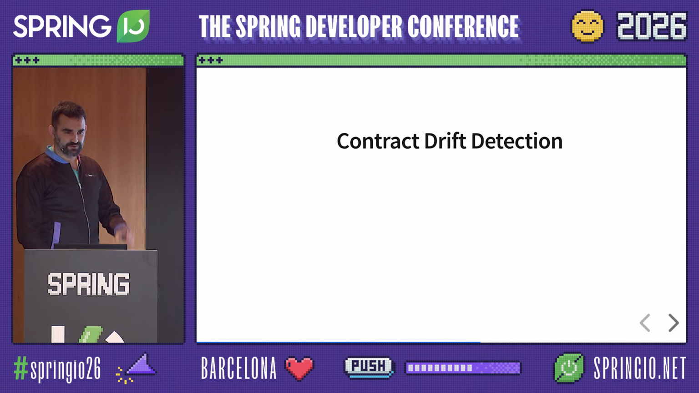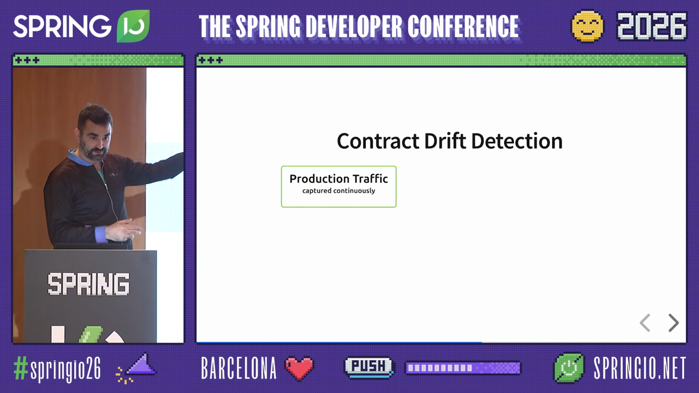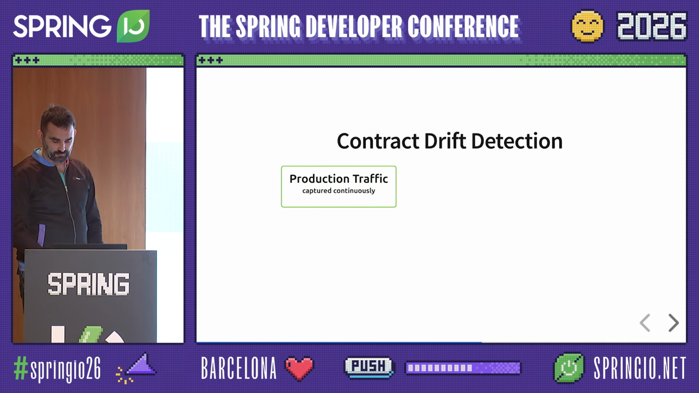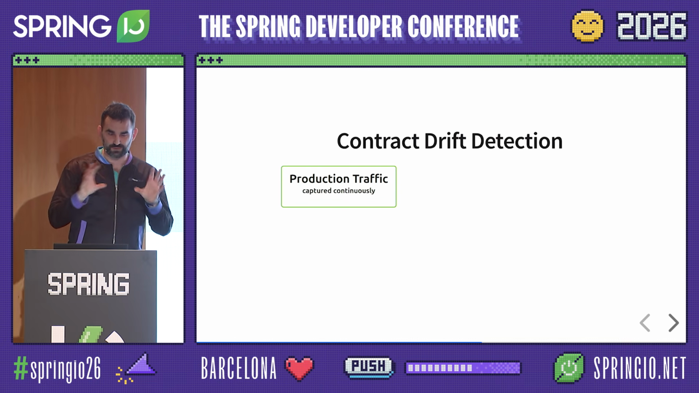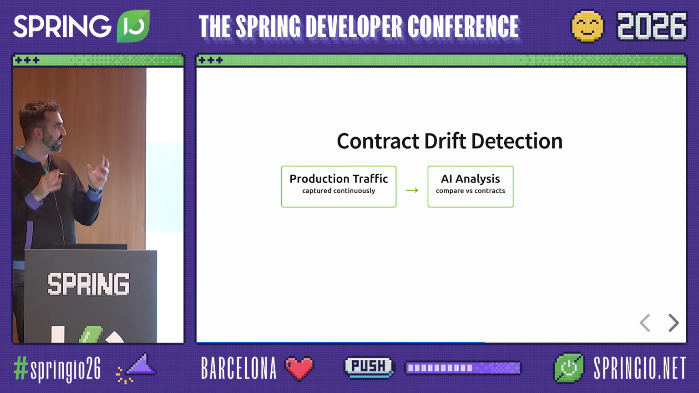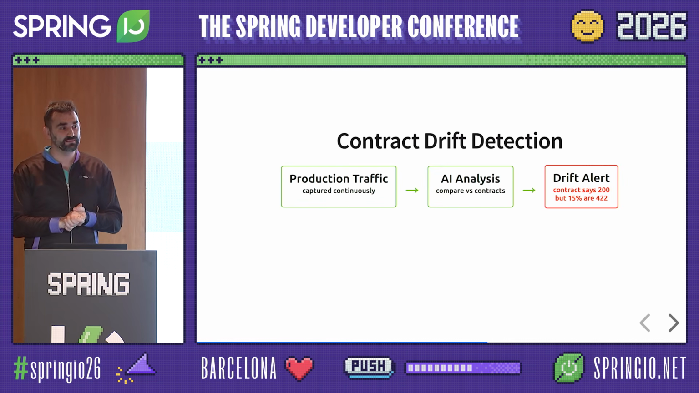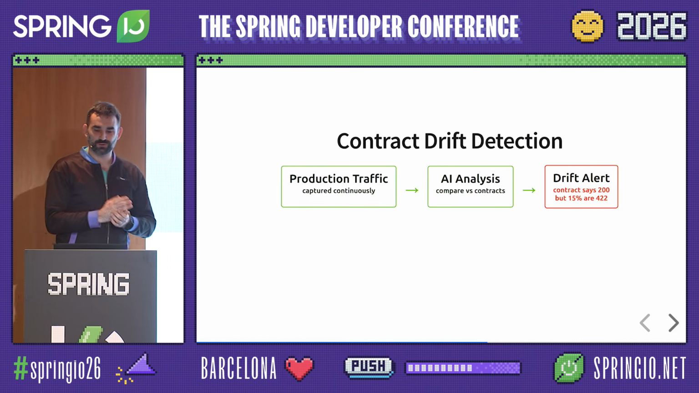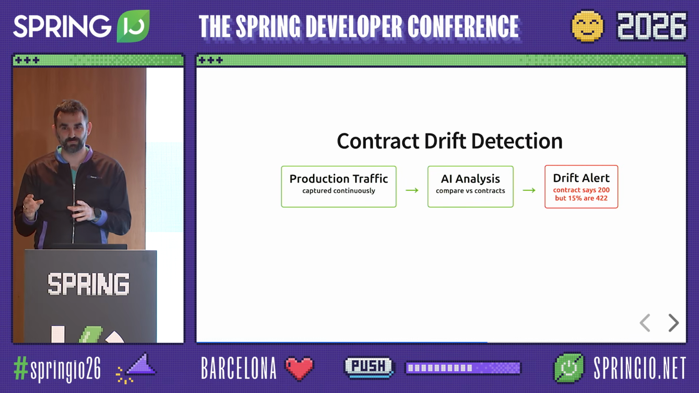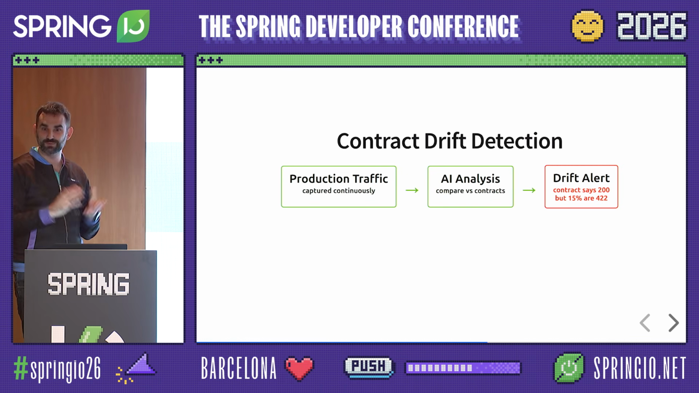Okay, what about contract drift? This is also very interesting. Let's say that exactly in this part that you can't see, we have some production traffic and we capture it all the time. So there will be some sort of a proxy somewhere, right? And we do an analysis of what we capture in prod versus what we have in the contracts. And then we say, oh, you know what? I see a problem. Because in the contracts, we say for this case there's 200, but I found that 15% are 422. What do we do about this?